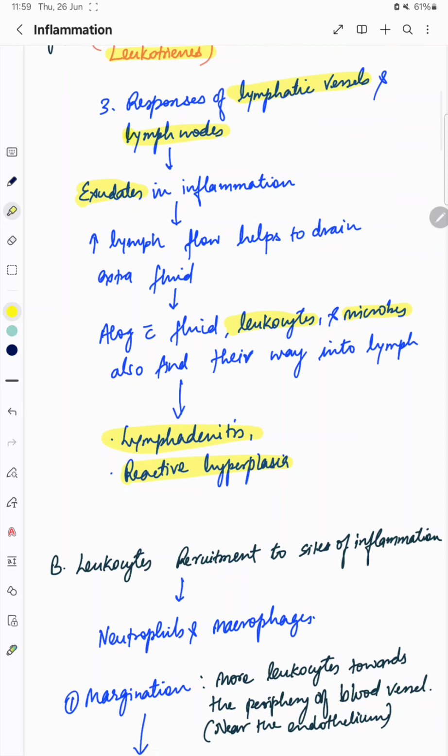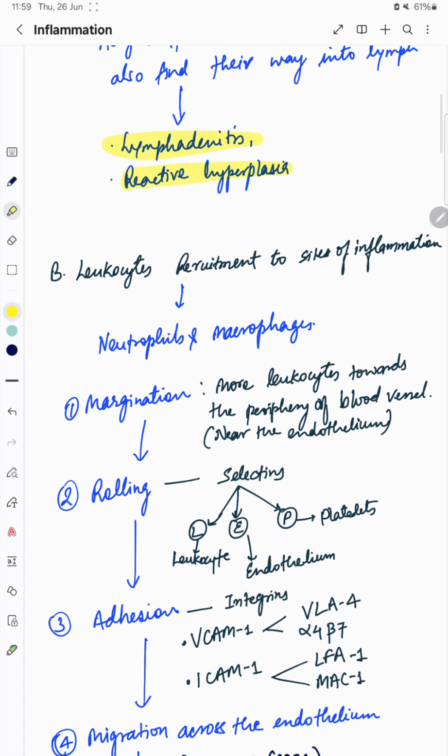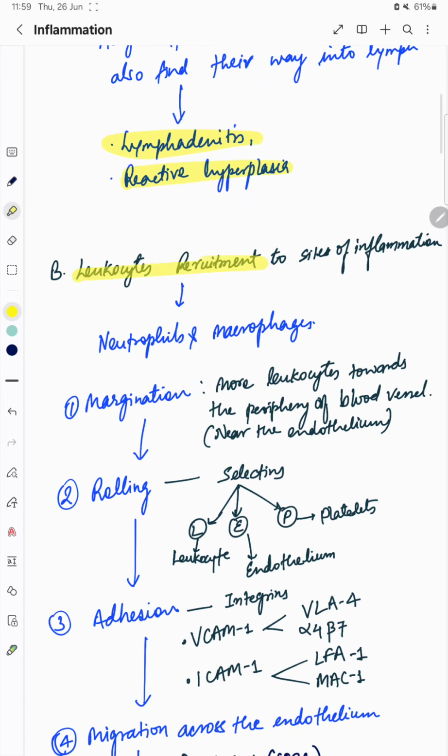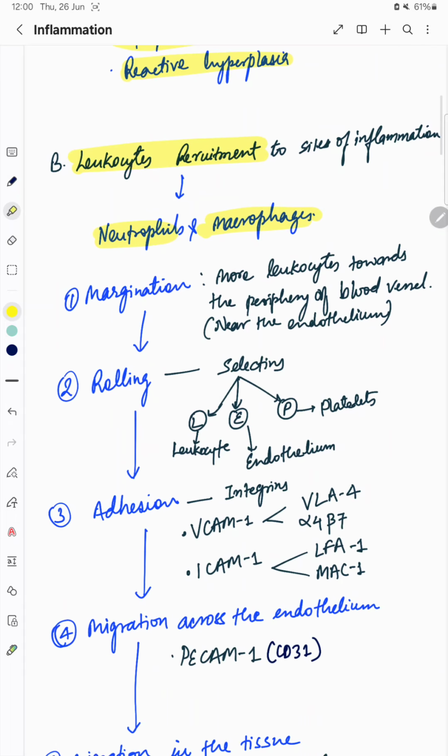Now we will see the leukocyte recruitment to the site of inflammation. How do leukocytes reach the site of inflammation? The major leukocytes involved in acute inflammation are neutrophils and macrophages. There is a series of events before a leukocyte reaches the site of inflammation.